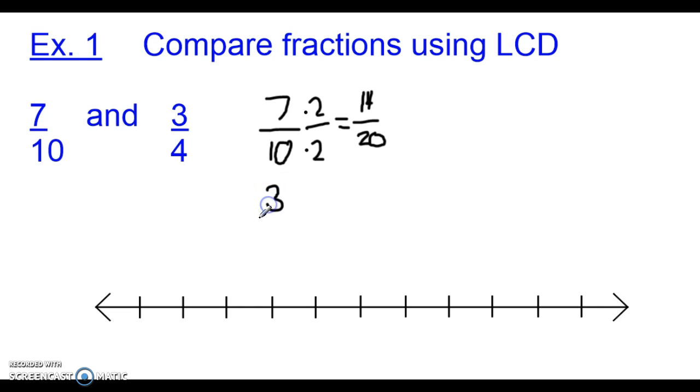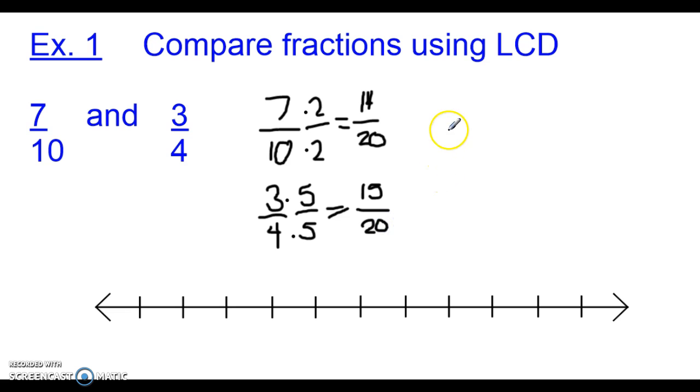And then I have 3/4. And I need my denominator to be 20. So I ask myself, what can I multiply my denominator by to get 20? And the answer is 5. So I also need to multiply my numerator by 5. So when I multiply across, 3 times 5 equals 15. And 4 times 5 equals 20.